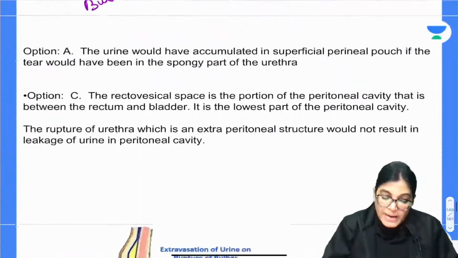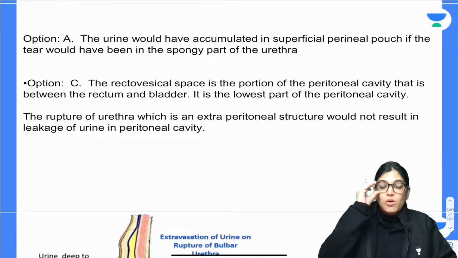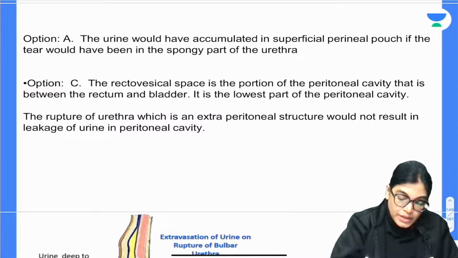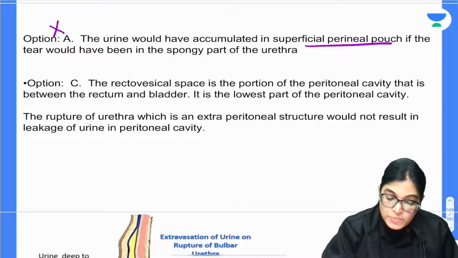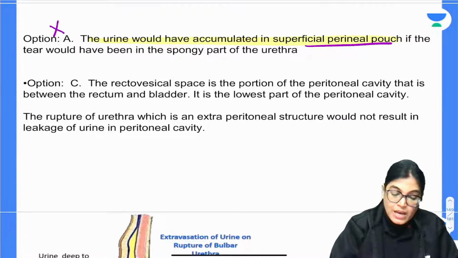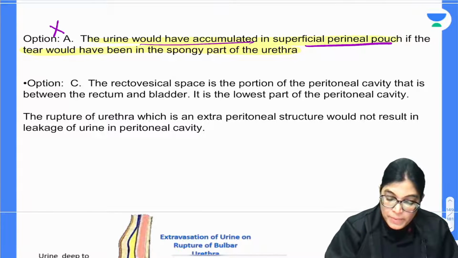Okay, now my dear, so we have got the correct answer. Now let's proceed on to the other options which are provided. Option A is wrong, and the reason is that the superficial perineal pouch space is not accumulated. It could not have the urine accumulated in this case because the tear is not in the spongy part, but the tear is in the membranous part.